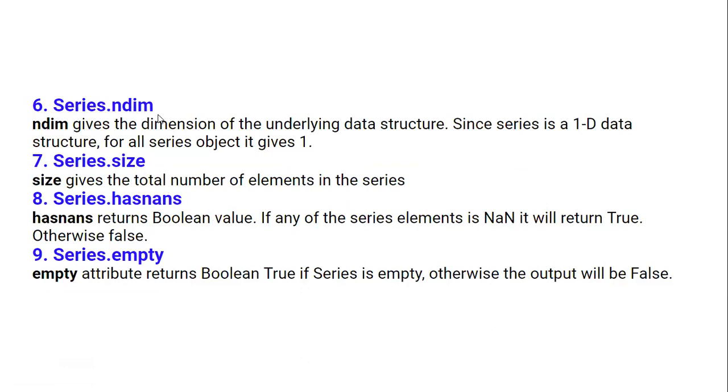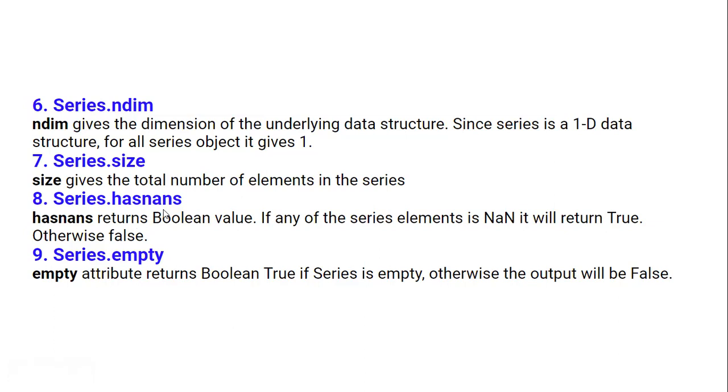Then ndim, that is dimension. Dim represents dimension. It gives the dimension of the underlying data structure. We know that a series is a one-dimensional data structure, so we get one dimension only. Then size. The size will give you the total number of elements in the series. How many elements you have in your series, you will get with the help of the size attribute.